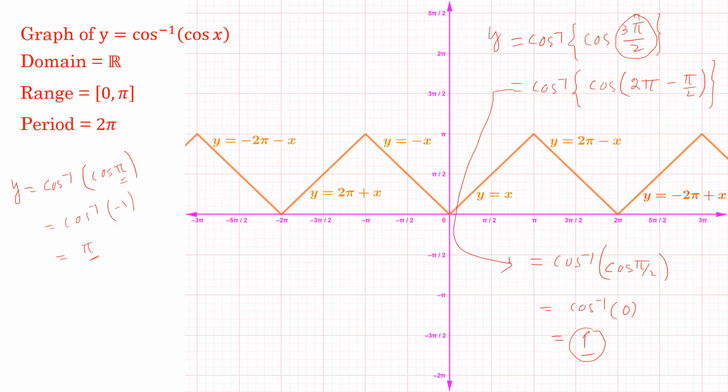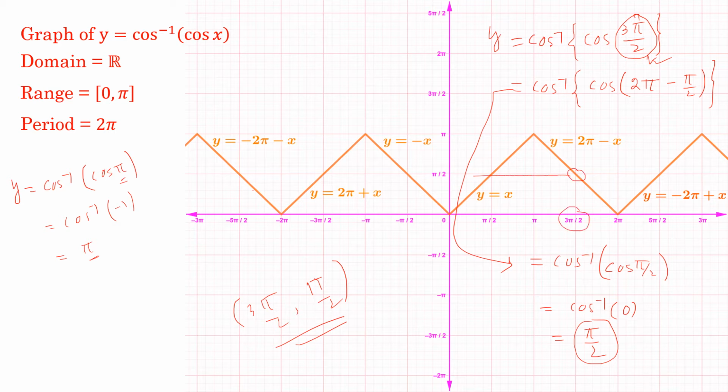Sorry, it will not be 1. Cos inverse 0 is equal to, I'm very sorry, pi by 2. It is simply pi by 2. So what is the point now? The point is 3 pi by 2 and then pi by 2. Using this point in the graph, x is 3 pi by 2 and y is only pi by 2.